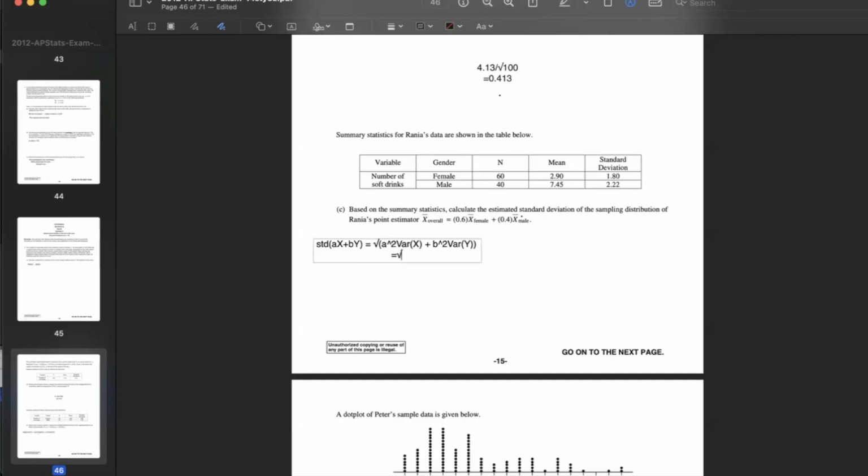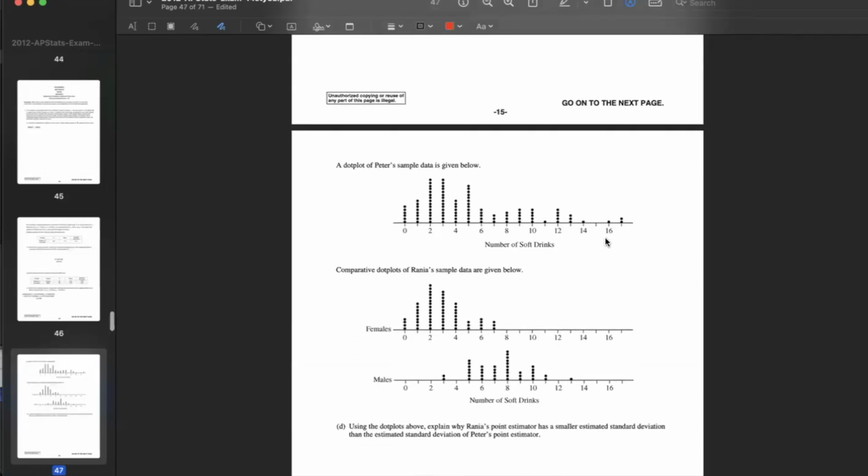Okay, so now in that case, the standard deviation of this would be equal to the square root of 0.6 squared times the variance of this point estimator. Remember that would be the sample standard deviation squared divided by the sample size. So times 1.8 squared divided by 60 plus 0.4 squared times this standard deviation, 2.22 squared divided by 40. Okay, so now this would be approximately 0.198. Okay, and that's the answer.